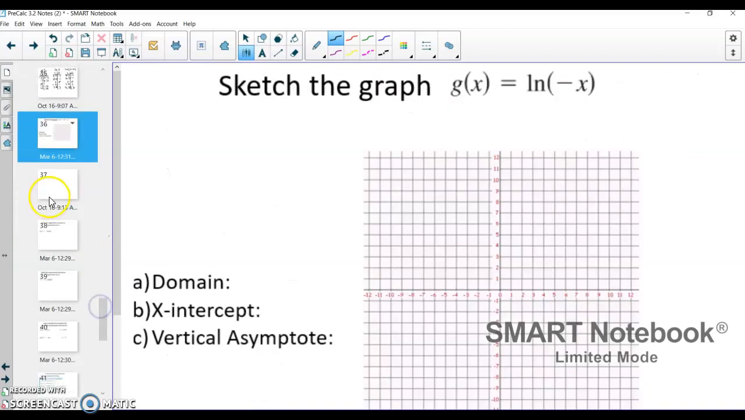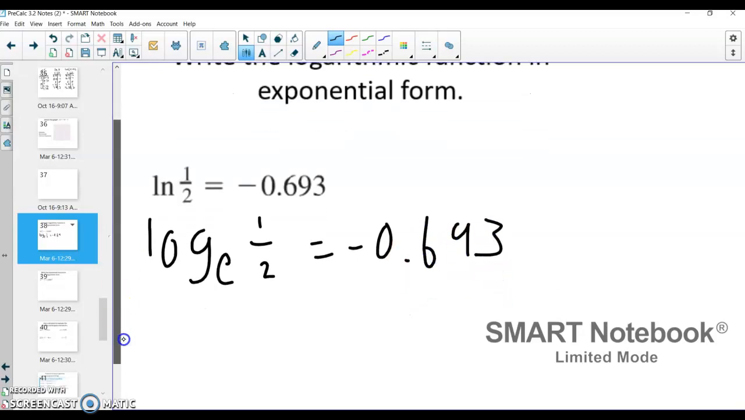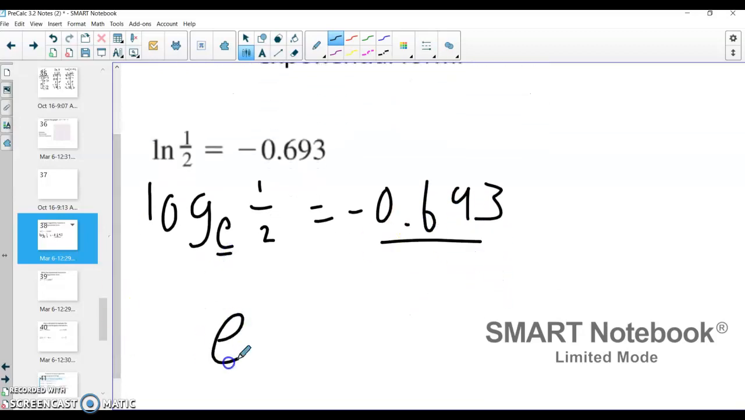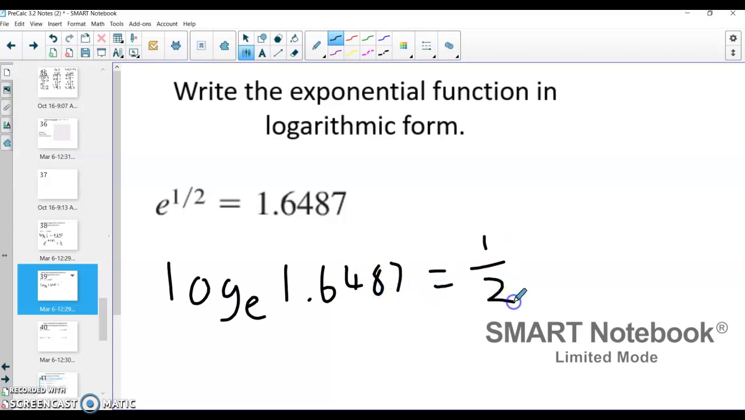Now, to keep moving, we will look at writing these as exponential functions. Like I said, this can be seen as the log base e of 1/2 equals -0.693. And so if that's e and this is there, this becomes e raised to the -0.693 equals 1/2, just rewriting it. And then here we have the log base e of 1.6487, and that's going to equal 1/2. So just different ways to write it, still following the logarithm rules.